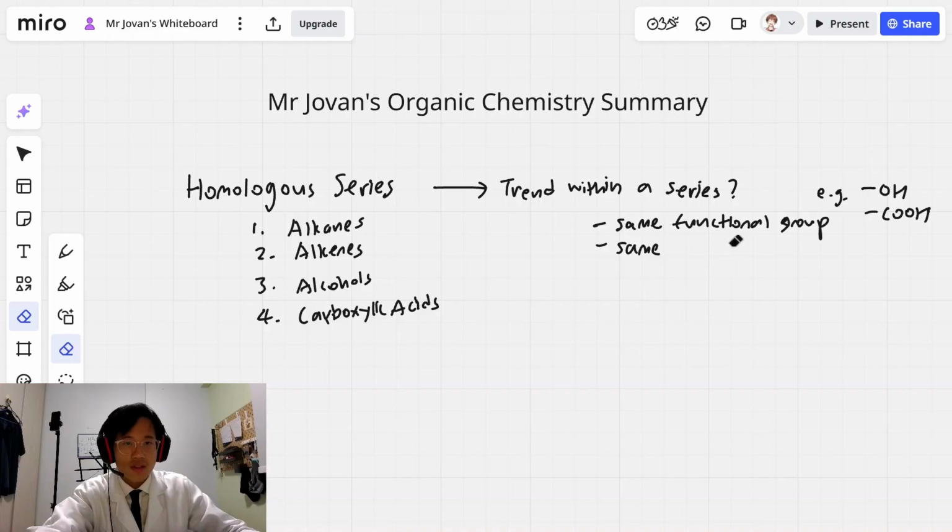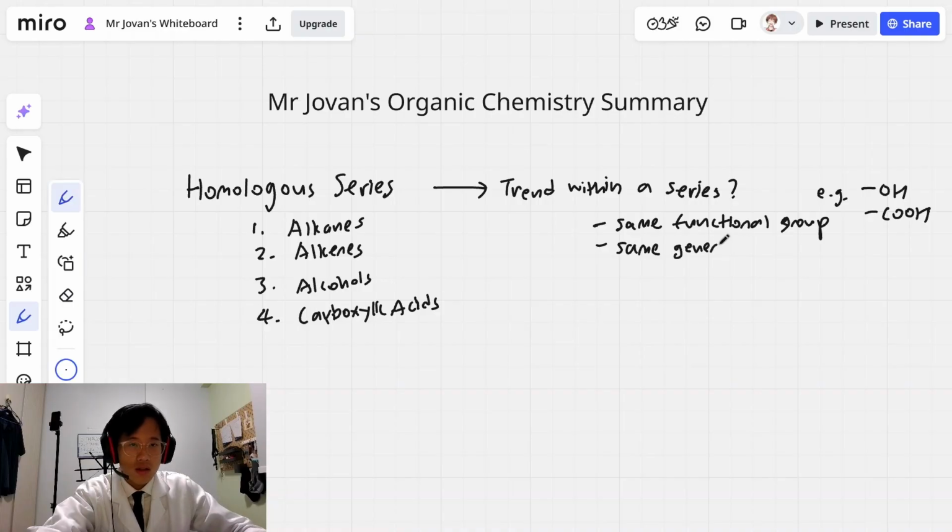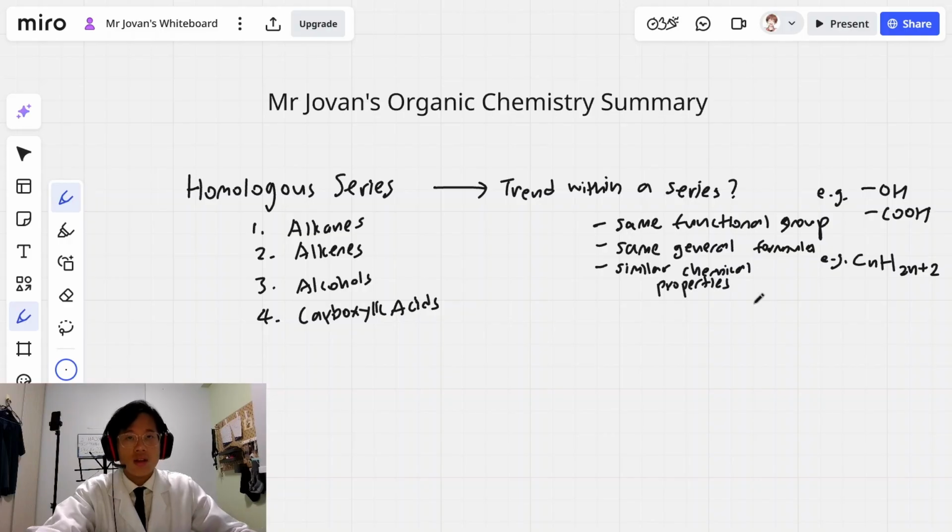Next, they all have the same general formula. For example, in alkanes, the general formula is CnH2n+2. We'll go more in depth later for each individual one. Next, within each own homologous series, they have similar chemical properties. These chemical properties come about from the functional group. So since in each homologous series they have the same functional group, they have similar chemical properties.